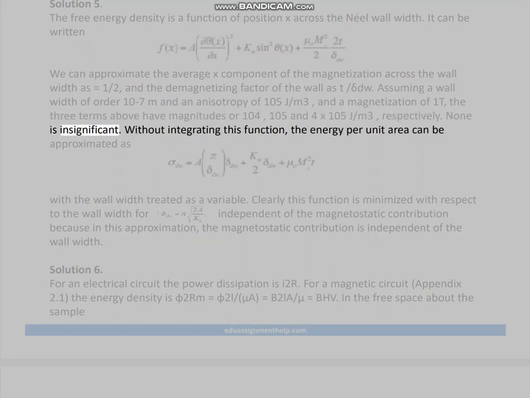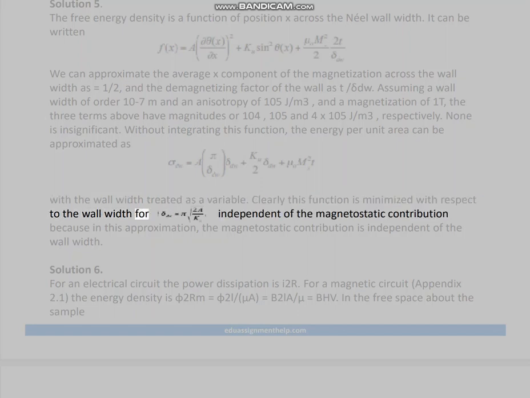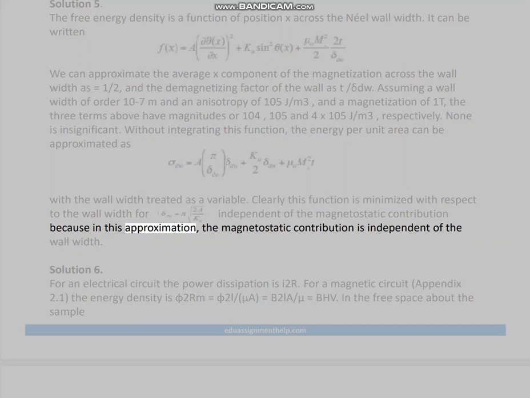None is insignificant. Without integrating this function, the energy per unit area can be approximated as, with the wall width treated as a variable. Clearly, this function is minimized with respect to the wall width independent of the magnetostatic contribution, because in this approximation, the magnetostatic contribution is independent of the wall width.